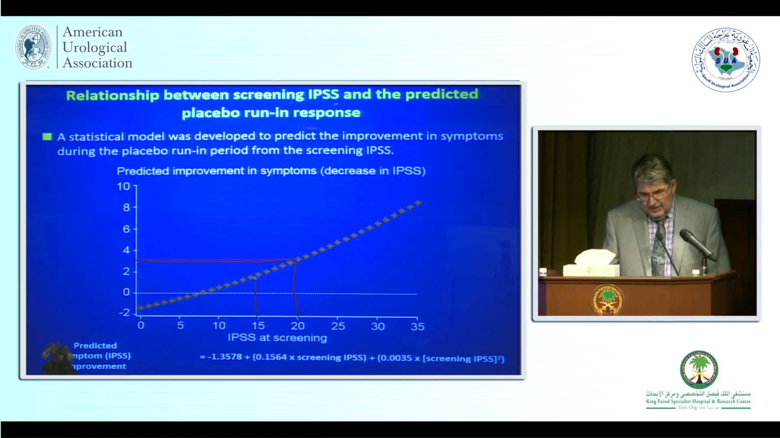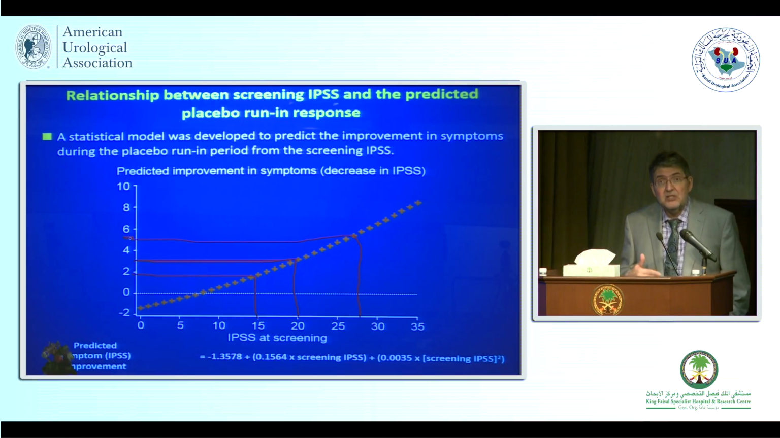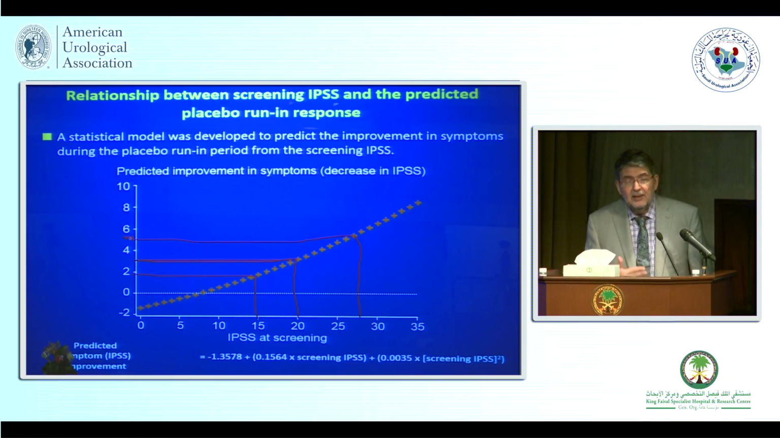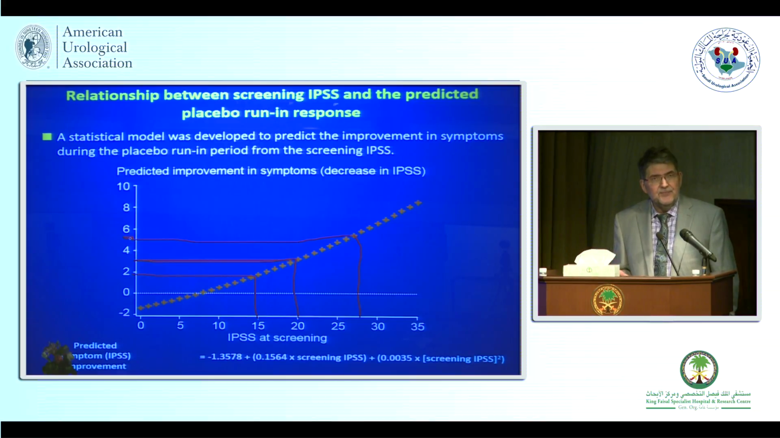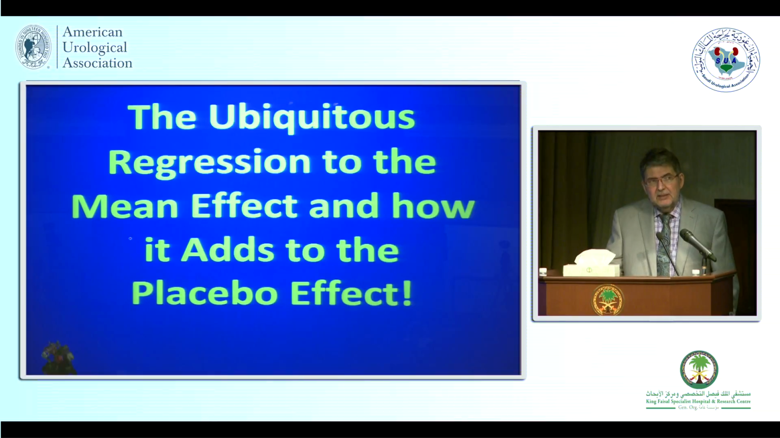If it's 15, it would be 2. And if you start with very symptomatic patients, 25 to 30, it could be as high as 5 points. And that's an effect that's just induced by the patients coming, enrolling in a trial, giving some treatment, etc. So it's a very, very powerful effect indeed, and it needs to be always considered.